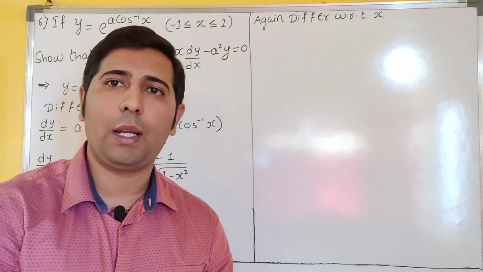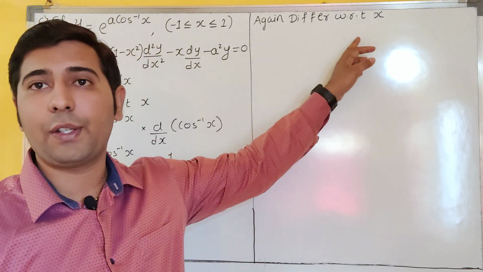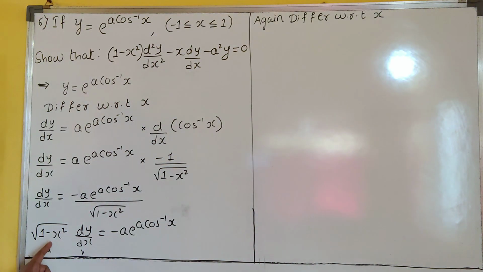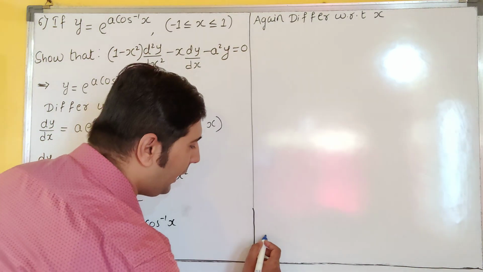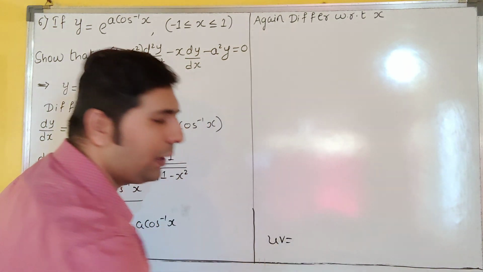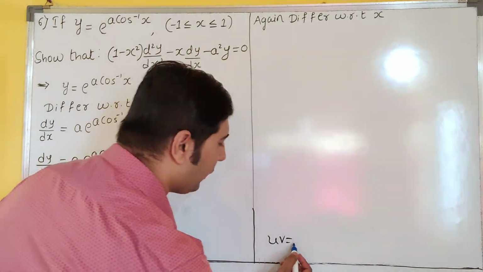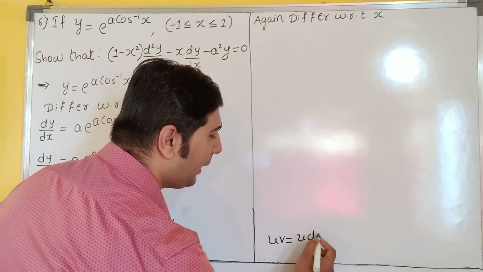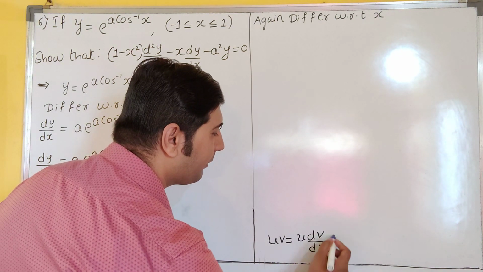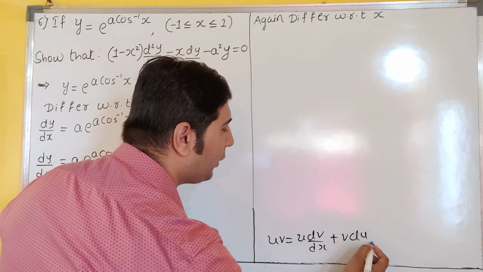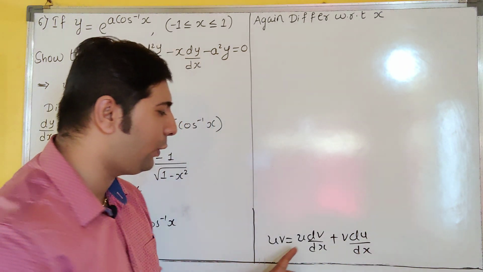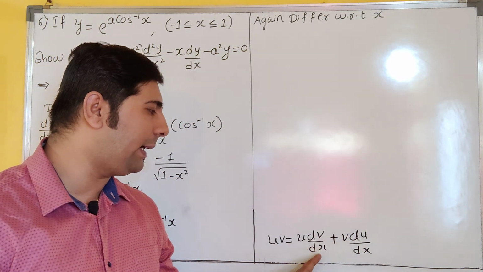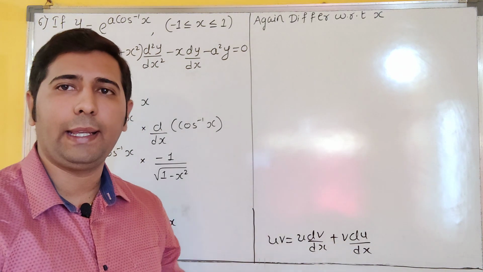So if you know the formula, fine. Because again I am differentiating with respect to x. This is looking like u into v. If you know the formula, fine. If you don't know, please write this one somewhere where you can read this one. So this is the formula, dear students. Derivative of u into v is u into dv by dx plus v into du by dx.